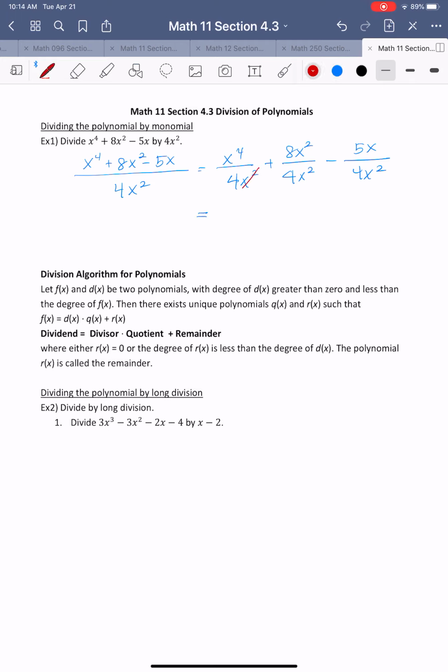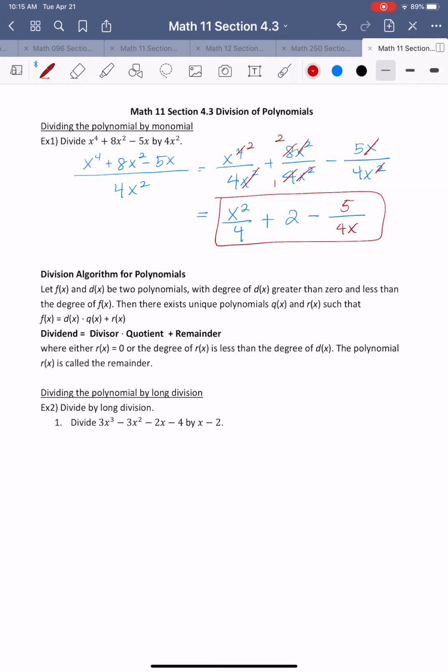So x squared cancels, and 4 over 4 is 1, so you have x squared over 4. And 4 goes into 8 twice, and x squared cancels, which is 2 over 1, so it's a 2 minus. And then one x cancels, but you still have one factor of x in here, so 5 over 4x. So that's all.